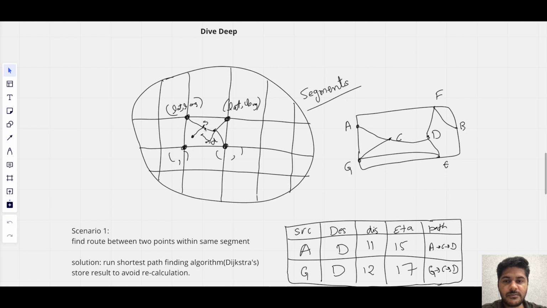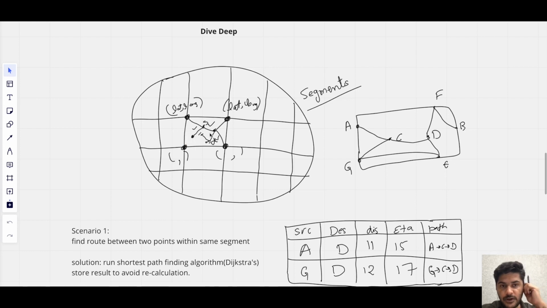If I have to go from here to here, I will request my server with the lat long of this and the lat long of this, and obviously I used my area and location finding service to get the lat longs. Then give me the route. Before it gives you the route, it will identify the segment for S and the segment for D, right? If the segment is the same, that means you have very few nodes and very few edges.